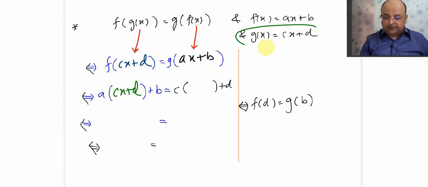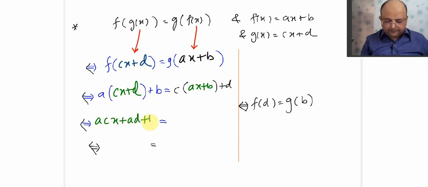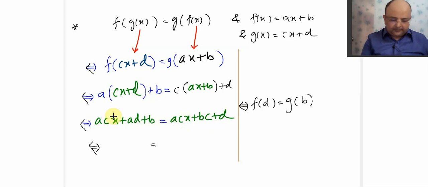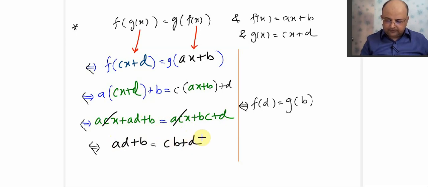Now I go for a rapid fire round again. What is g of x? Cx plus d. What is g of y? Cy plus d. What is g of p? Cp plus d. What is g of something? C something plus d. What is that something? Ax plus b. Let me simplify. This is acx plus ad plus b. This is acx plus bc plus d. acx cancels and you are left with ad plus b equals cb plus d. Done? Okay, compare with this.